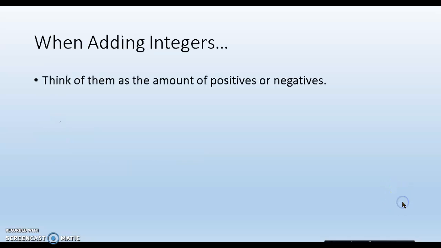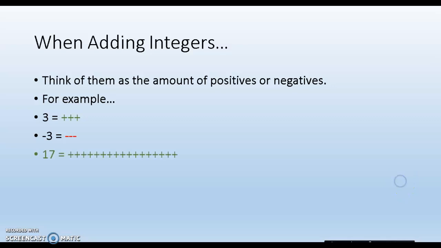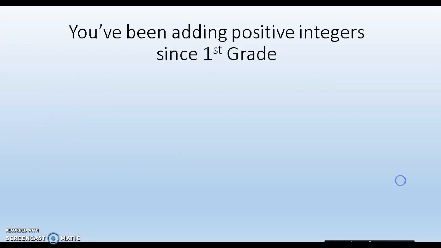When adding integers, we need to think of them as the amount of positives or negatives. For example, the number 3 means 3 positives. The number -3 means there are 3 negatives. 17 would be 17 positives. -17 would be 17 negatives.